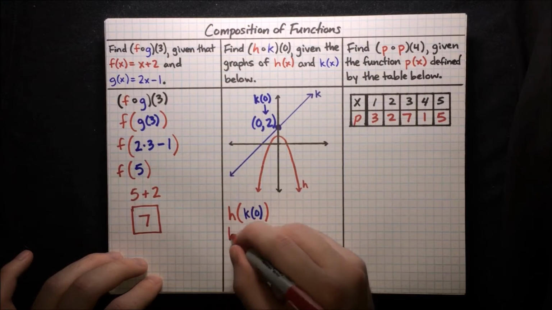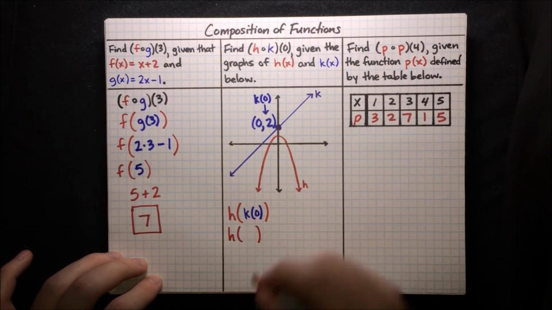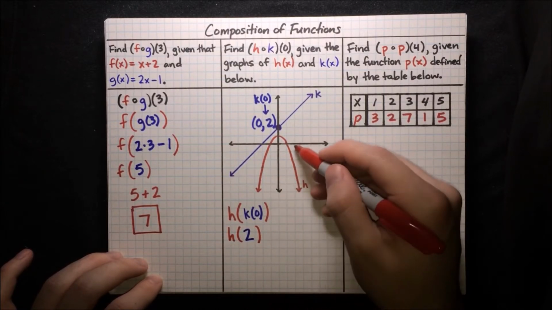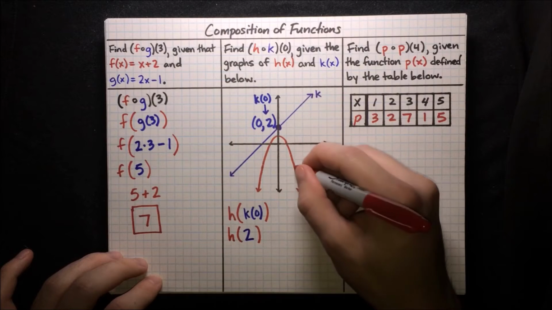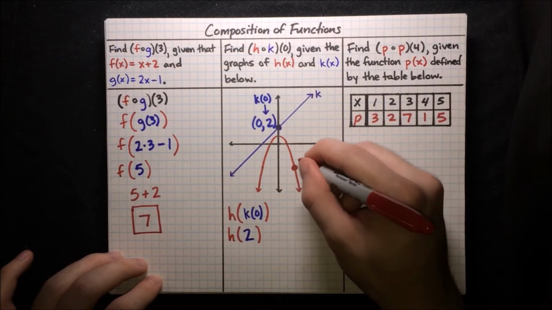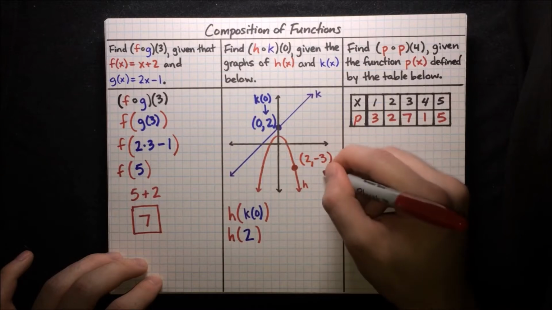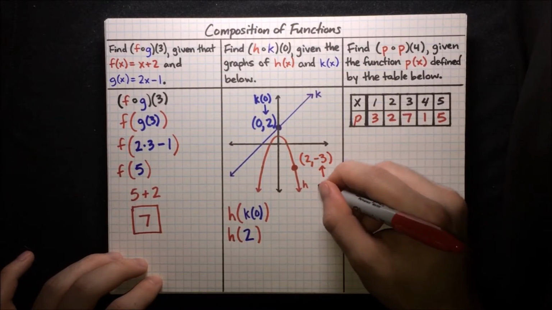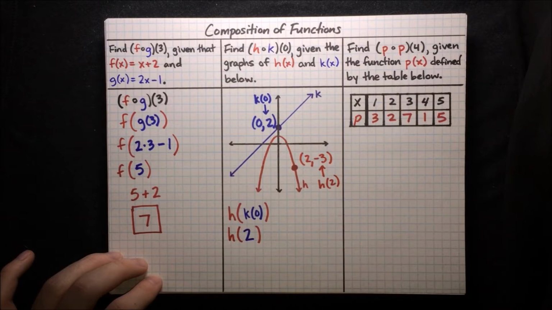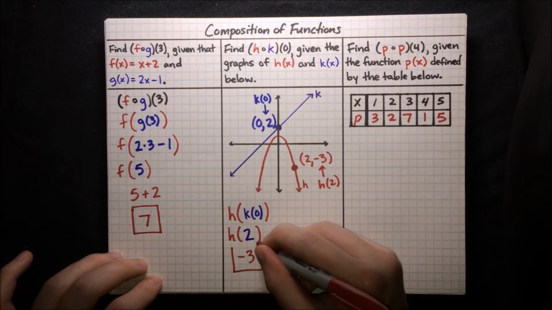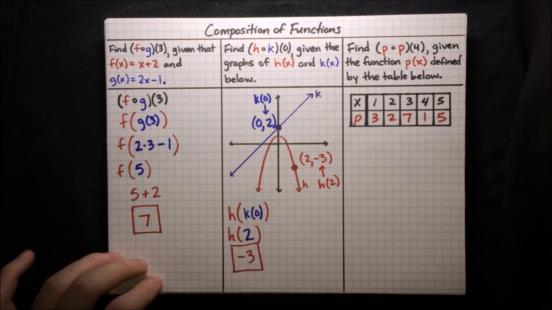So h of k of 0 is really h of 2. And so what's h of 2? Well, let's look on the graph. When x equals 2 here, h is down here. That's the point 2, negative 3. So that means the y value, negative 3, is h of 2. So h of 2 is just negative 3, and there we go. That is the value of h of k of 0.